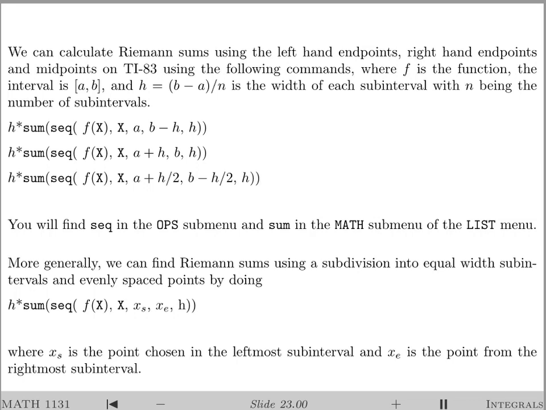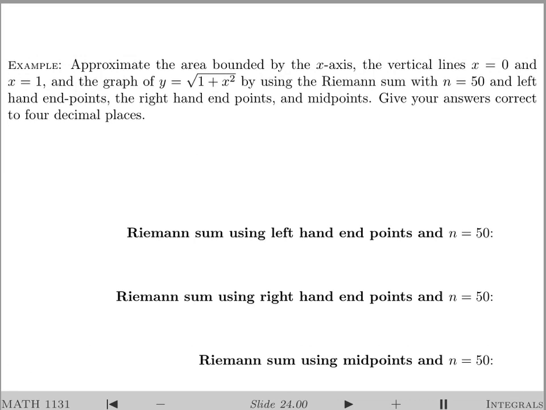I will proceed directly to the example where it's easier to explain how to use your calculator. We will do the same region we did in our previous example. That is to say, the area bounded by the graph of y equals square root of 1 plus x squared, the x-axis, and the vertical lines x equals 0 and x equals 1. The difference is that this time we are going to use 50 subintervals rather than just 5. Clearly we want to do this using some kind of aid rather than doing it completely by hand. We'll also compare the answers with what we got last time.